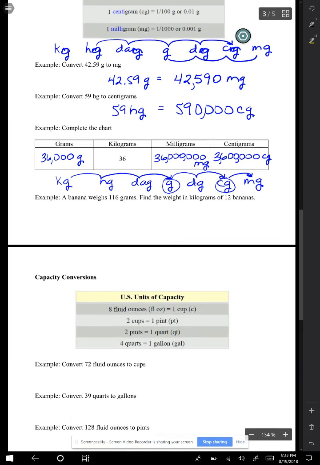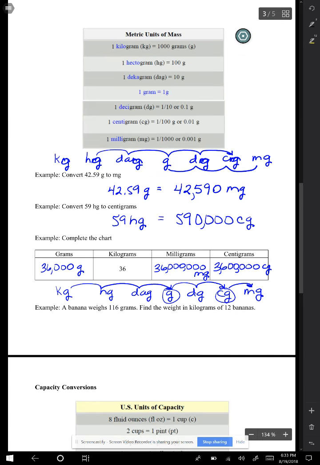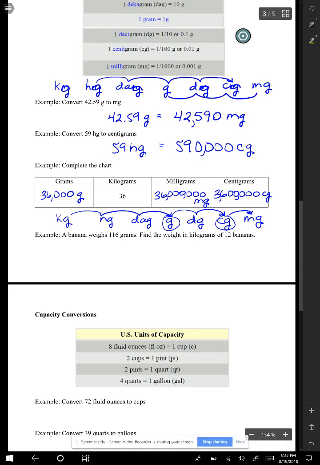Right, and the last example here, under the weight and mass conversions, is that you have 1 banana, which weighs 116 grams, but you want the weight in kilograms of 12 bananas. So the first thing we have to do is figure out how much 12 bananas weigh. And if 1 banana is 116 grams, then I multiply that by 12 to get how much 12 bananas weigh. And that would be 1,392 grams.